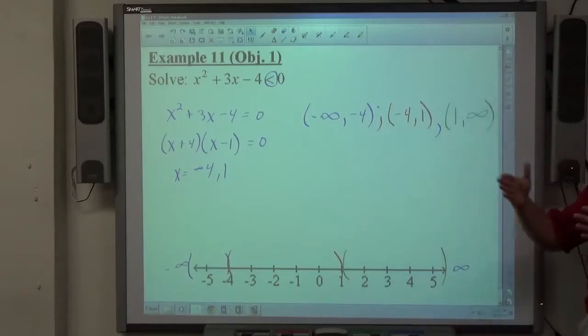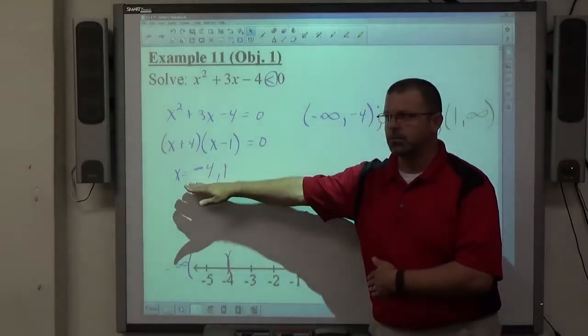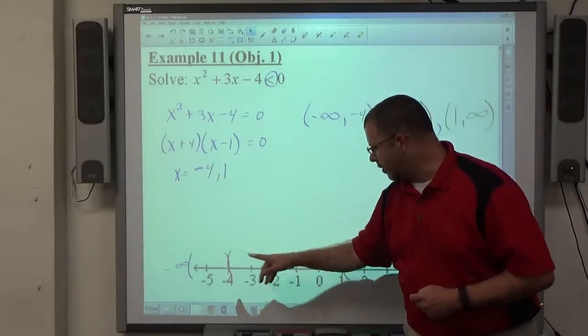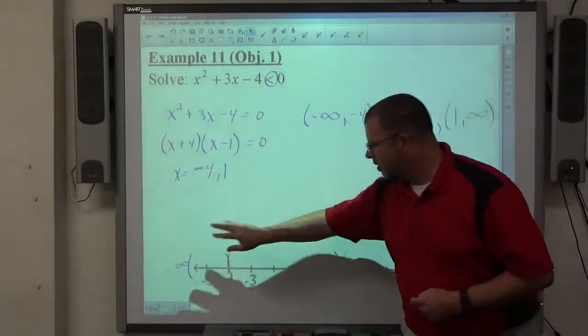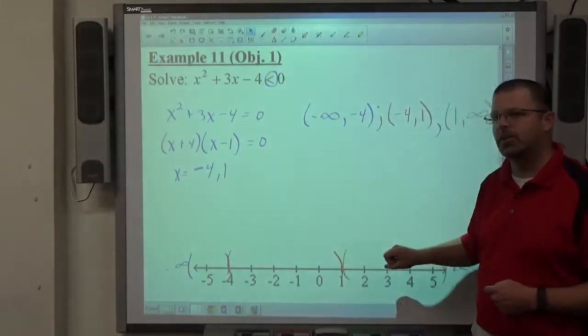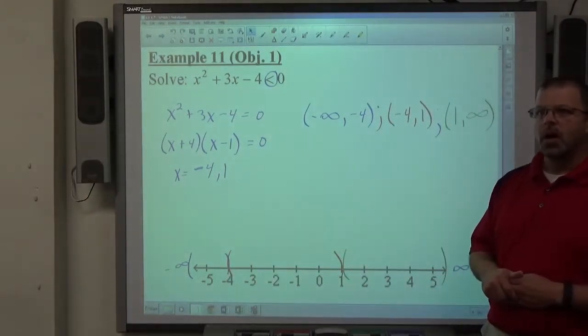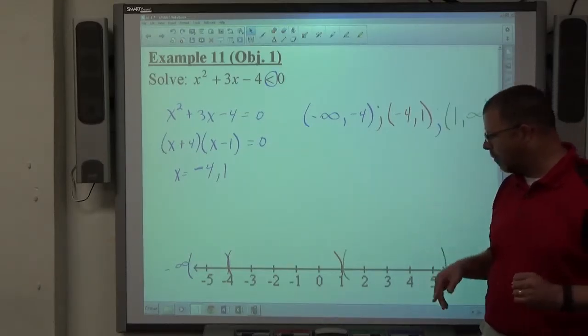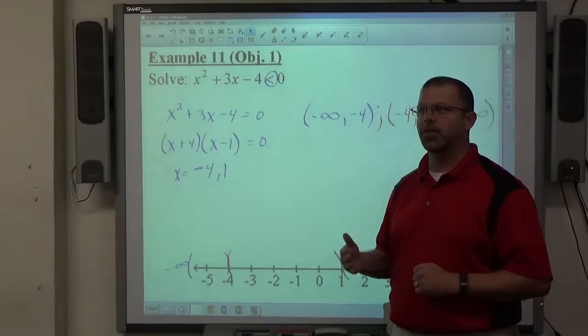Okay, so what we've done by finding these two zeros, the roots, is create a situation where there are only 2 places signs can change. There's some sign here, then the sign could change. There's some sign here, then the sign could change. There's some sign here. So I've created a situation now where I can just test the intervals. The only requirement for testing an interval is that you pick a number that lives in that interval.